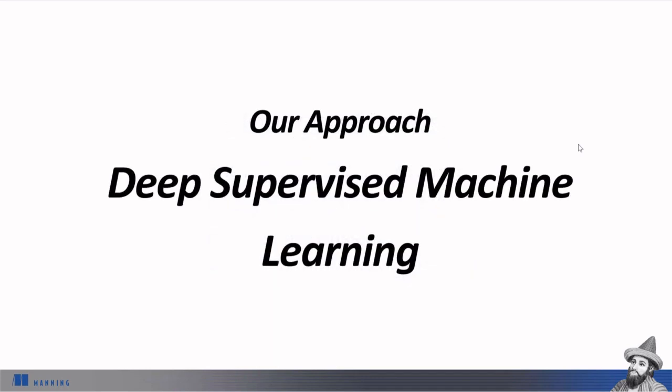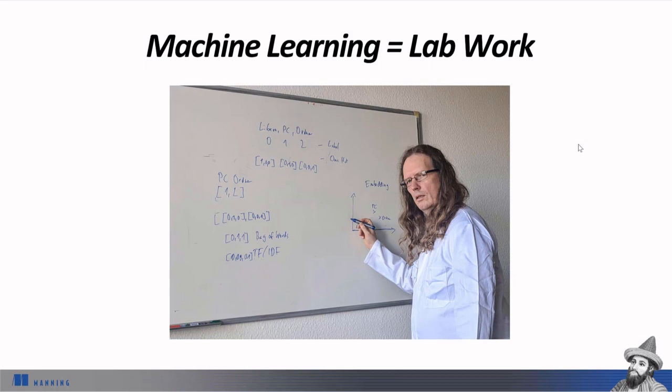And this brings us to the approach of this course, and we are using deep supervised machine learning. Machine learning is a little bit more like lab work. That's why I'm wearing my white lab coat every time I do machine learning. It's a little bit dorky, to be honest, but it does its job. So people see I'm doing something different than coding now.